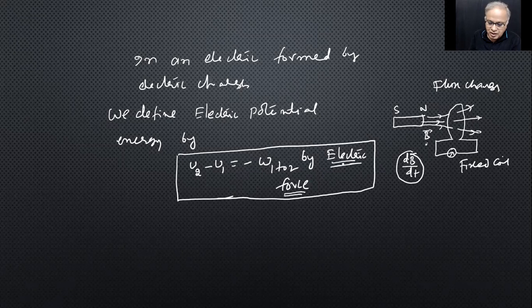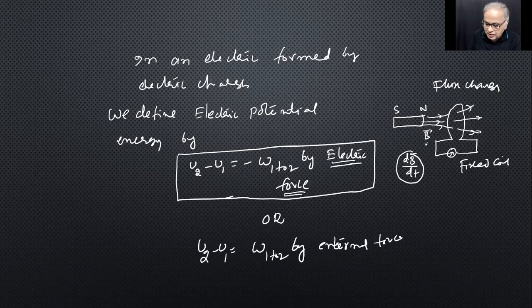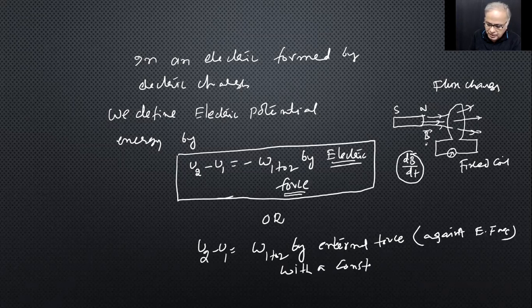Or tell me if you remember anything. U2 minus U1 equals W12 by an external force, with no external force against the conservative force, of course, and against the electric force, of course, with a constant speed. So all this has already come, but I'll continue.